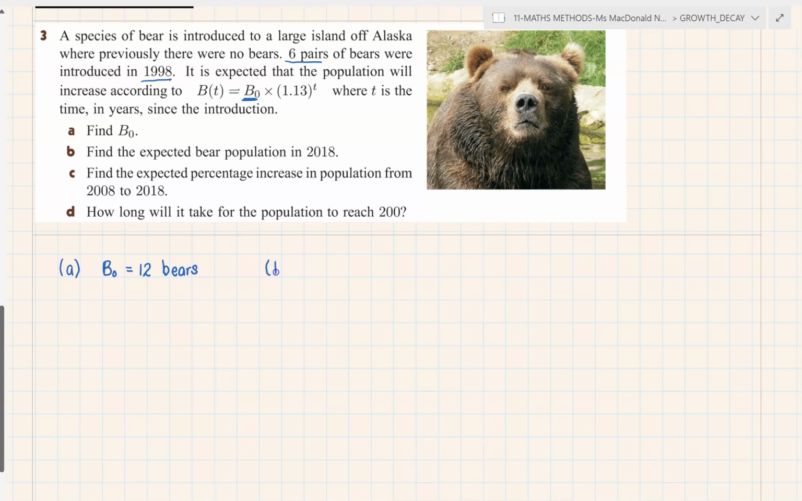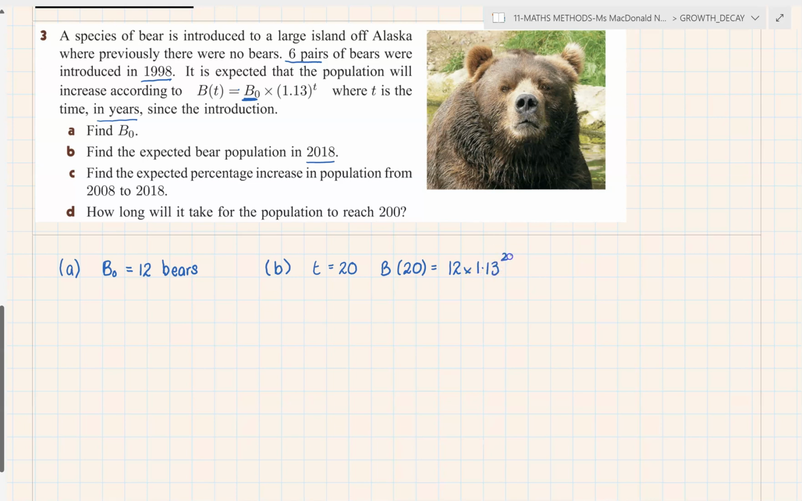Now with part B, find the expected bear population in 2018. So check T is definitely in years. So from 2018 to 1998, that's going to be 20 years. So once again, we're going to use our lovely notation, or correct notation, we should say. So B of 20, that's going to be 12 times 1.13 to the 20.